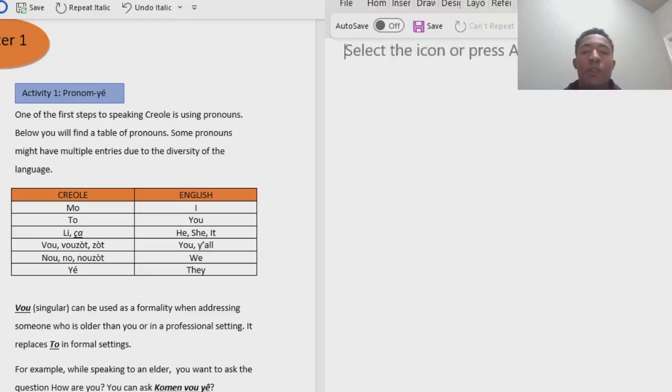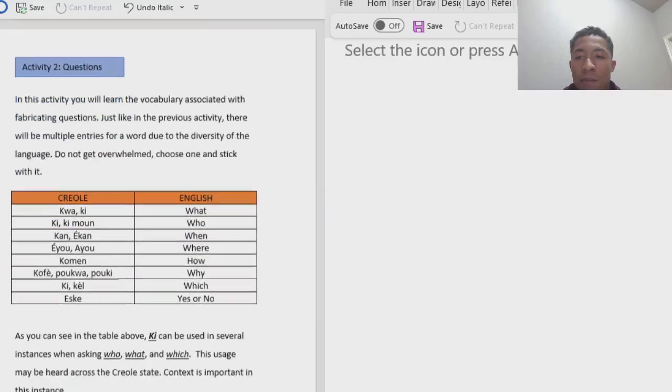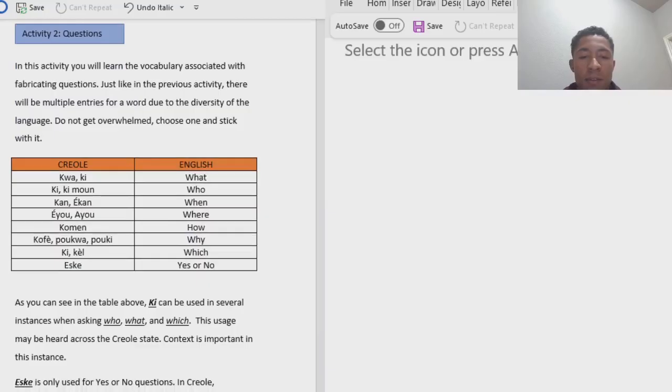Now, for the pronouns and the indirect pronouns and the possessives, how are y'all feeling about those? Still need more practice? Are you ready for some question markers?